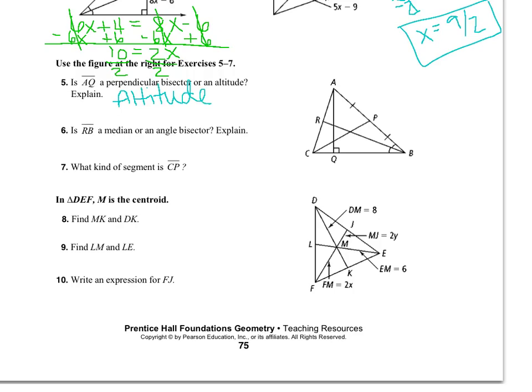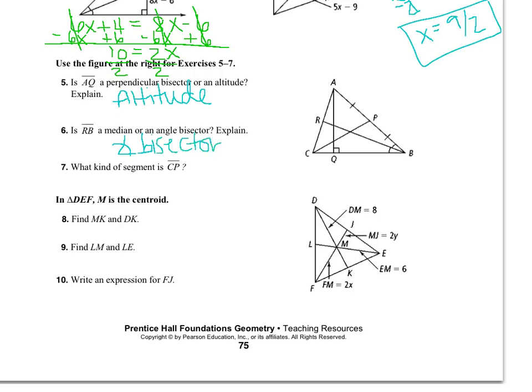Okay, so looking at problem number 6, I'm focusing in on segment RB, and it wants me to tell them whether it is a median or an angle bisector. So looking at this, I see some really cool tick marks here. That means that I have two congruent angles. I've taken my original angle, ABC, and I have cut it into two congruent pieces, which is bisecting. So obviously, for this, I have an angle bisector.